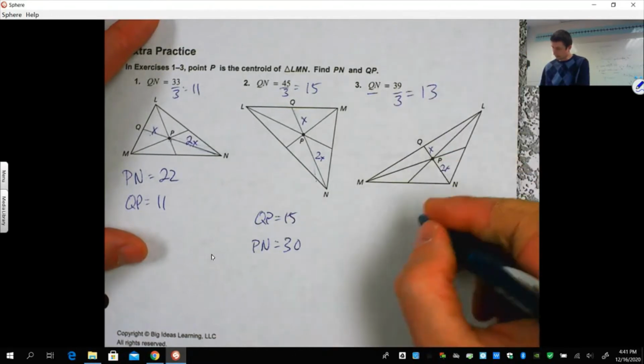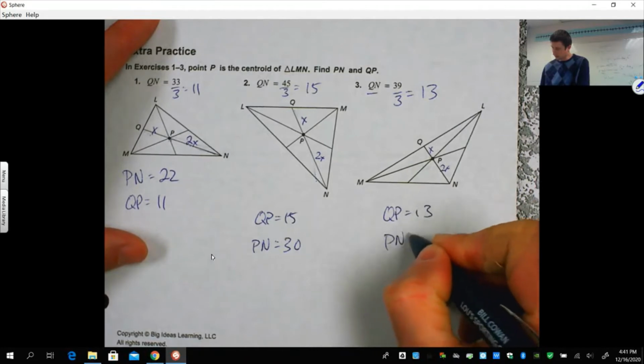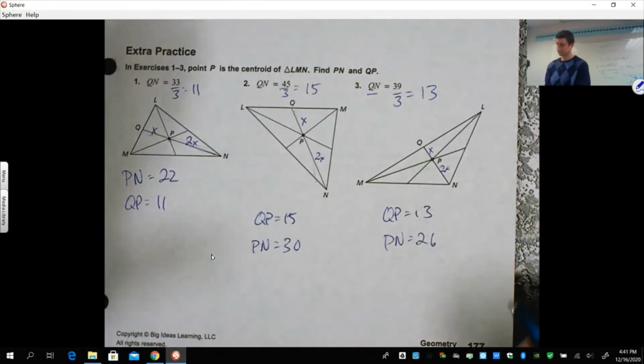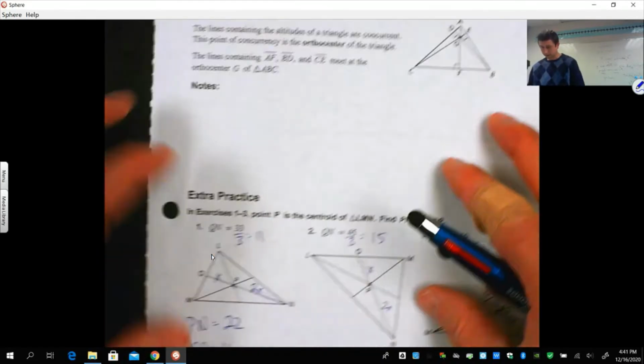Okay, x should be 13, so QP should be 13, and PN should be 26, twice that amount. So that's some unique things about the centroid. Okay, we'll come back to that. Let's talk about orthocenter on this side.